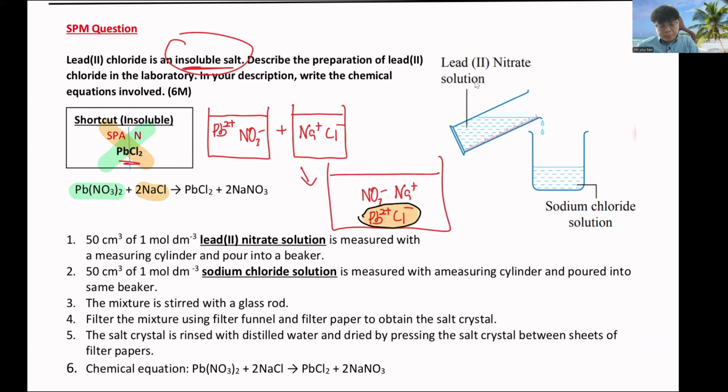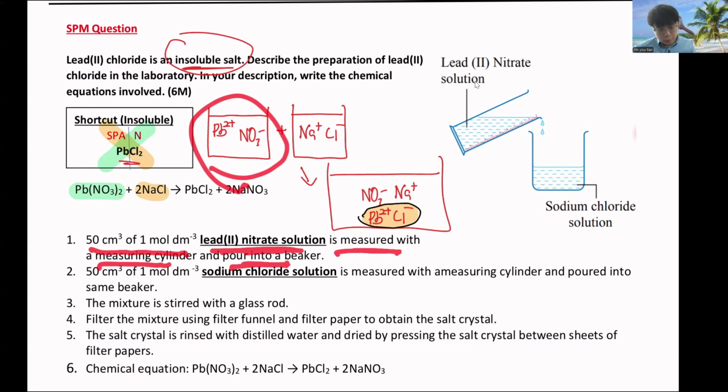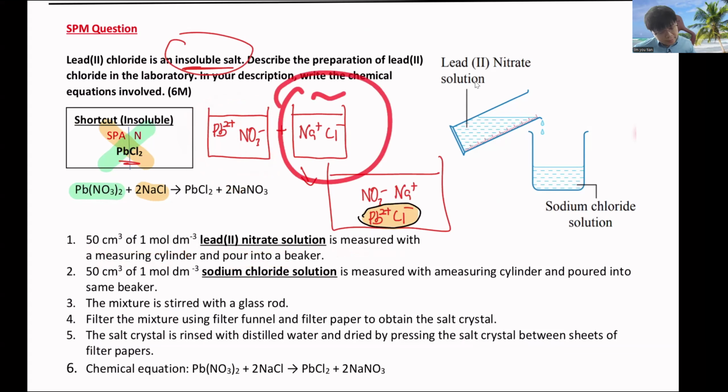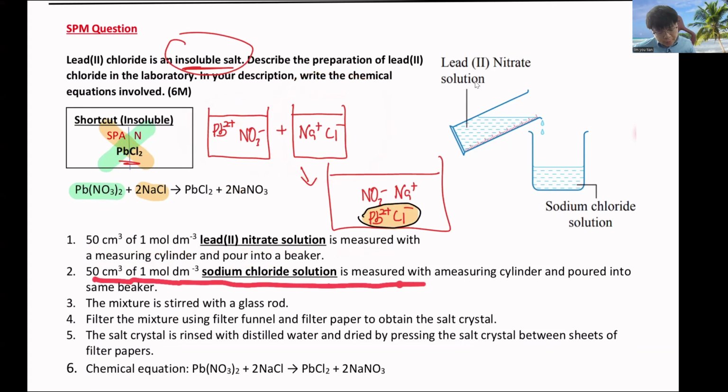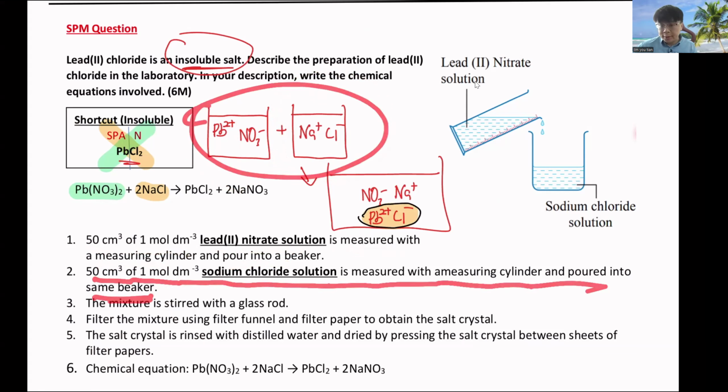So look at the steps, very simple. I need to prepare the first one now. So you write out 50 cm³, 1 mole per dm³ of lead(II) nitrate is measured using a measuring cylinder and poured into a beaker. So you get the first step. Now your second step: 50 cm³, 1 mole per dm³ of sodium chloride solution is measured using a measuring cylinder and poured into the same beaker. So these two solutions are poured together.